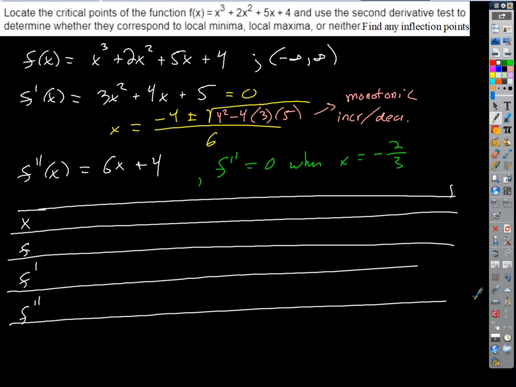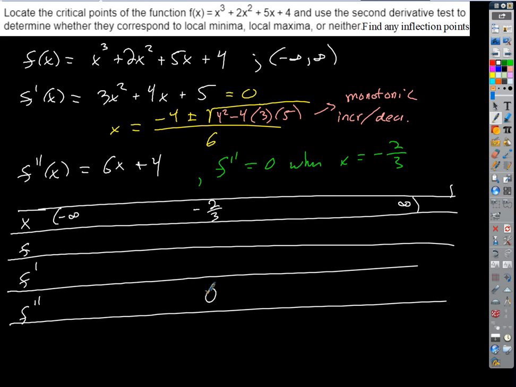So we said the domain of this function is -infinity to positive infinity. No first derivative critical numbers, but we do get one second derivative critical number at -2/3. Okay? And so now what? What do you think? You just told me a little bit ago that that's a possible inflection point. How would we know? Check the sign of the second derivative.